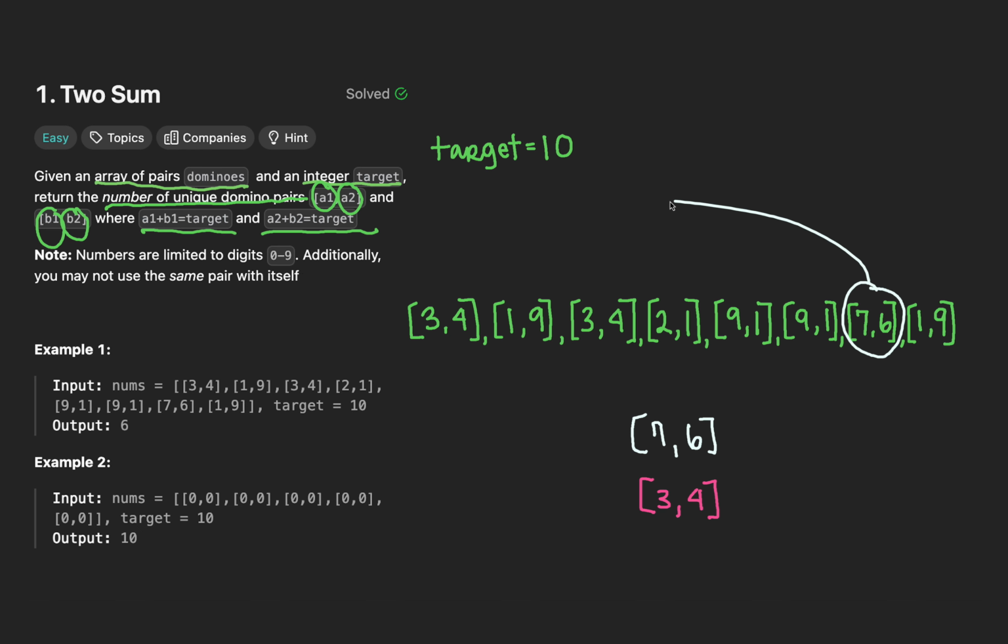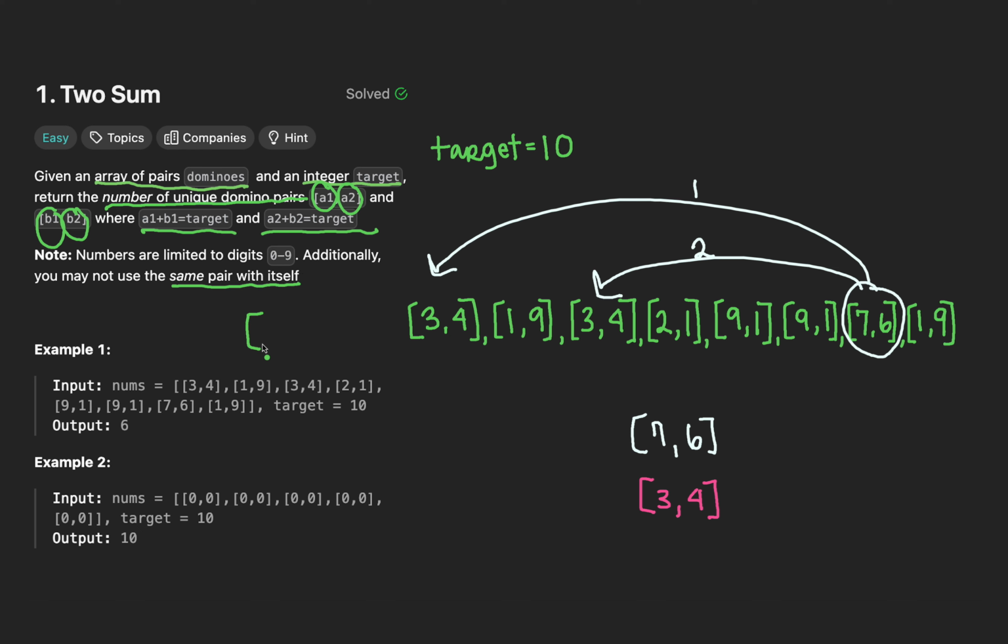Why, yes, there's one here, but there's also another one here. We need to count both of these towards our answer. And yes, both of these pairs are considered unique because despite having the same value, they are technically at different indices. The only thing that we aren't allowed to do is use the same pair with itself.